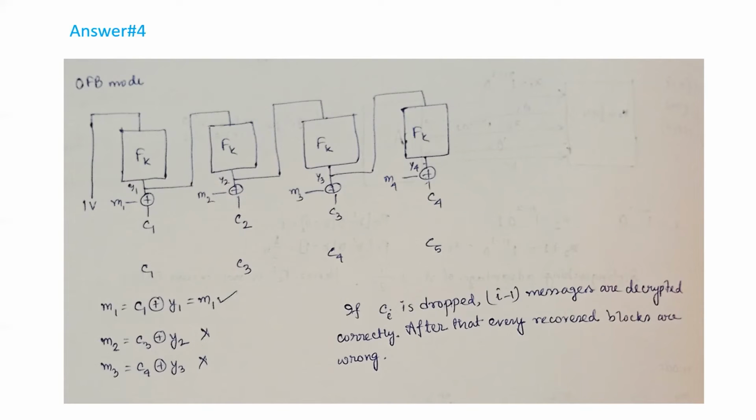So all the subsequent decrypted plain text values will be wrong in case one block is dropped. So if your ciphertext block Ci is dropped, you get the first i minus 1 message blocks correctly, but after that Mi plus 1 and so on will all be wrong. Whatever you get as the computation of the decryption algorithm, all the plain text you get is actually wrong.